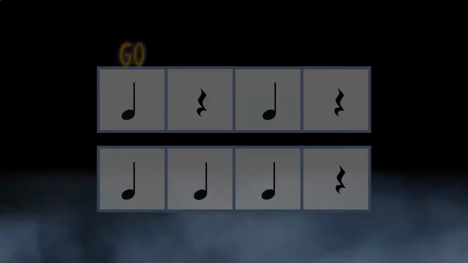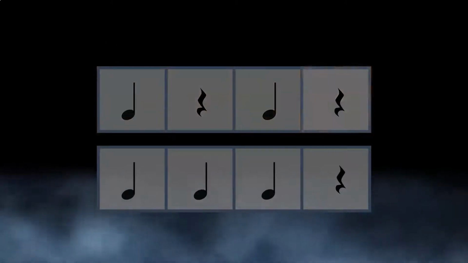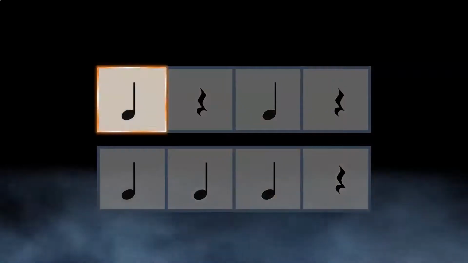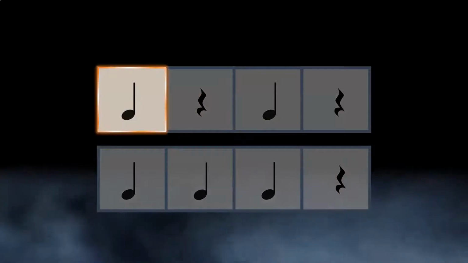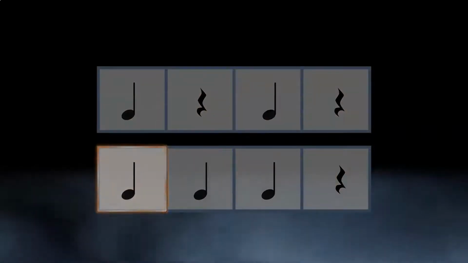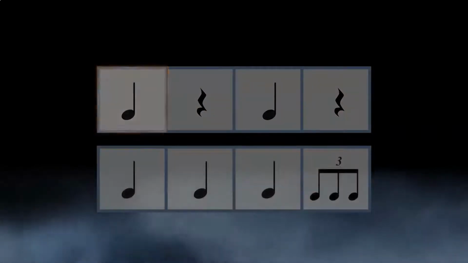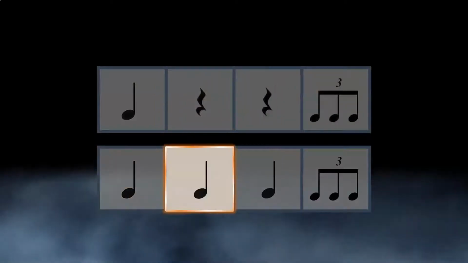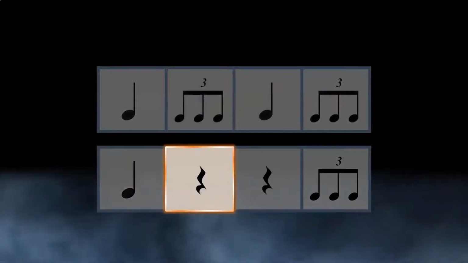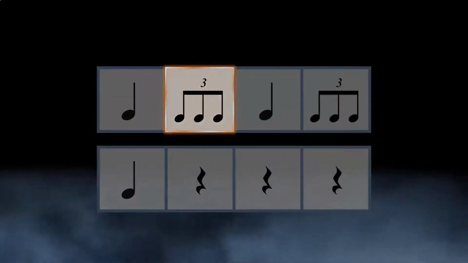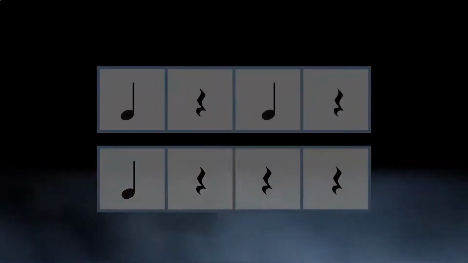Here we go. Ta. Ta. Ta, ta, ta. Ta. Ta. Here comes one. Ta, ta. Ta. Triplet ta. Triplet ta. Triplet ta.